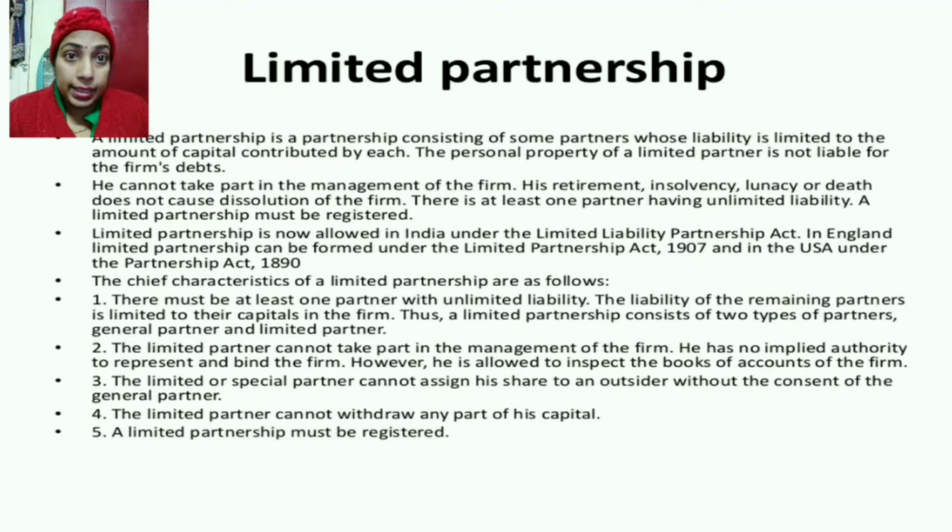Now, the second characteristic is that the limited partners cannot take part in the management of the firm. He has no implied authority to represent or bind the firm. However, he is allowed to inspect the books of accounts of the firm. Now, what happens here? The limited partner does not have any right to perform the management functions in the partnership. He can inspect the books of accounts but not the internal management of the firm.